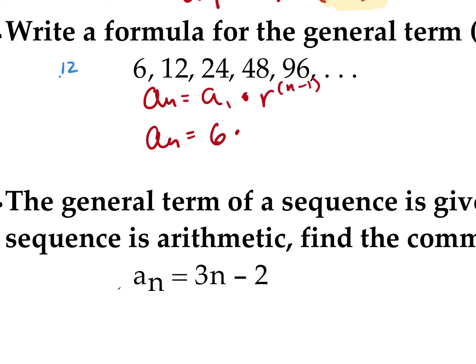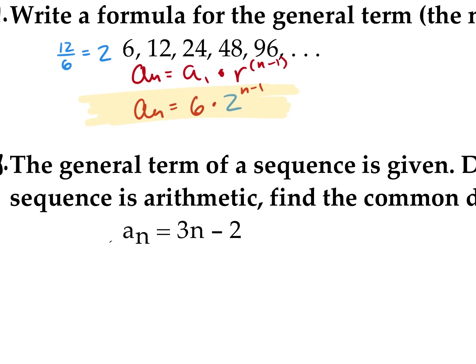We would do 12 divided by 6, which is 2. So 2 to the power of n minus 1. So your general form will always have an n in it. That's your variable, so you can plug in whatever n to find that value. Any questions here?